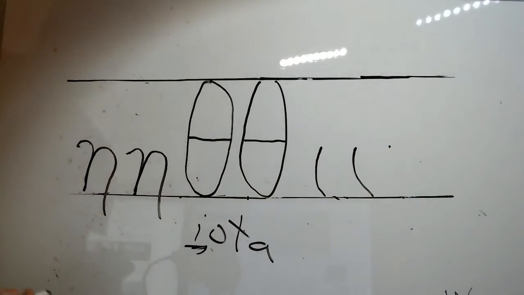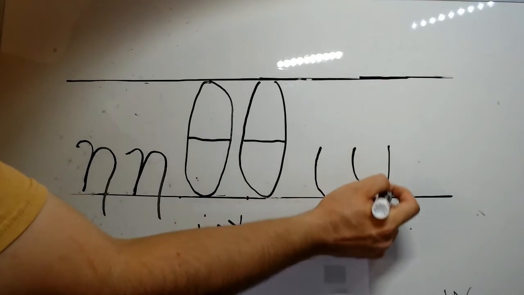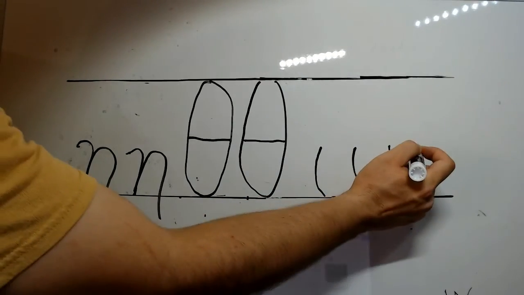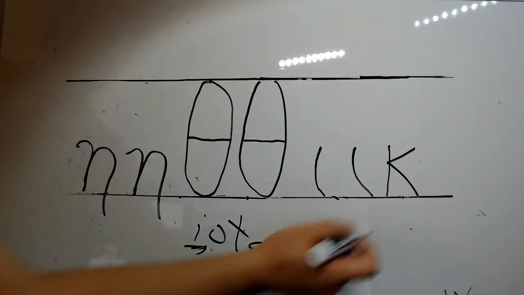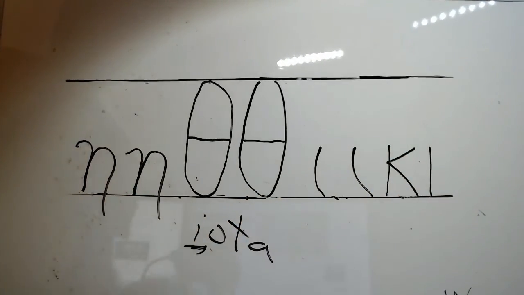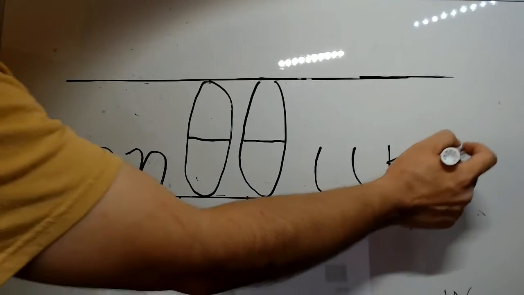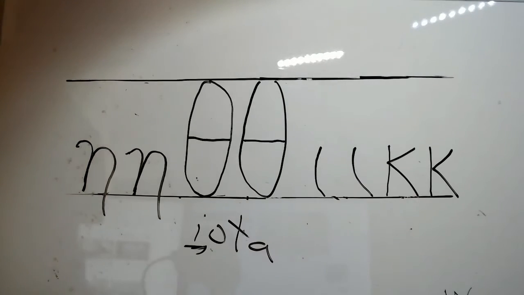It sounds like an English K, and it looks like an English K. Start in the middle, go down to the bottom, and just make that. Okay, kappa. Again, start in the middle, pretty much a straight line down, and we're going to go like that.